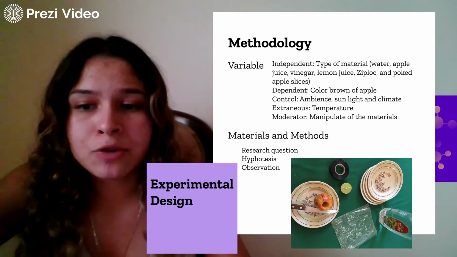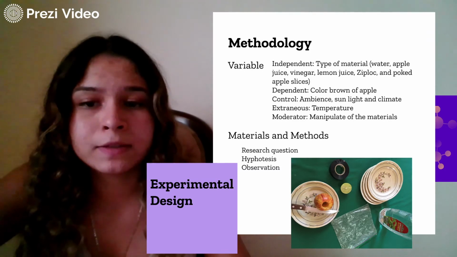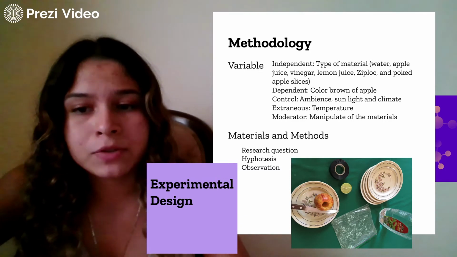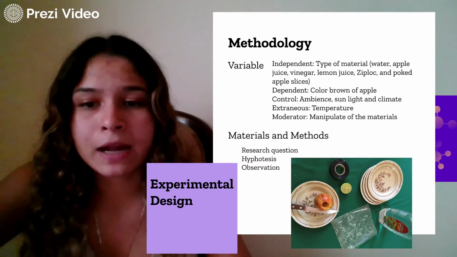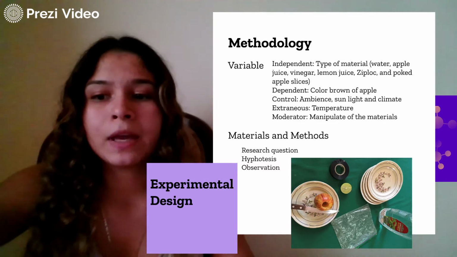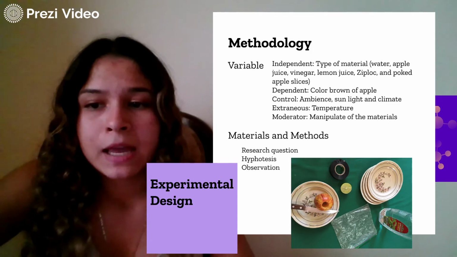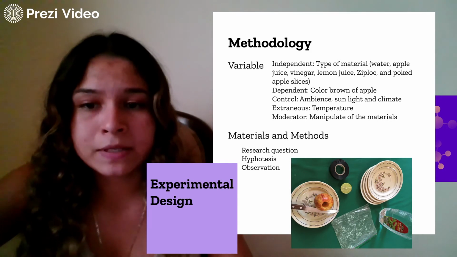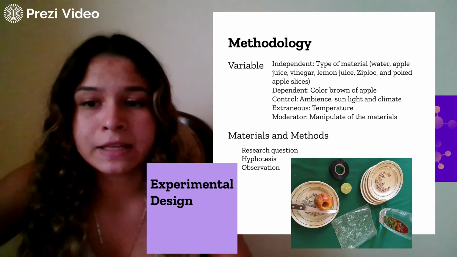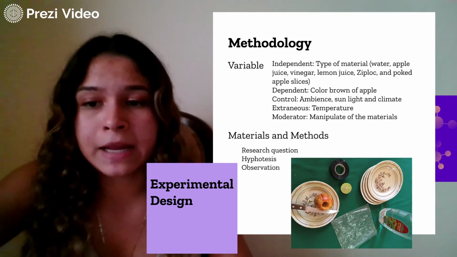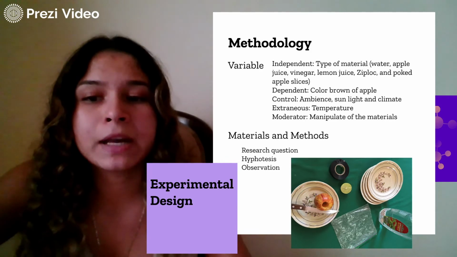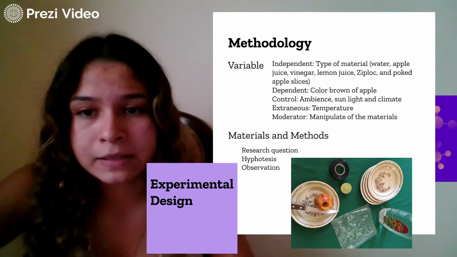The materials that I used are 2 apples, blades, some cold water, apple juice, vinegar, lemon juice, Ziploc bag, scissors, masking tape, and a marker, as you can see in the picture. I identified my variables. The independent variable is the type of material. In this case, the materials that I used are water, apple juice, vinegar, lemon juice, Ziploc bag, and a plain apple slice.